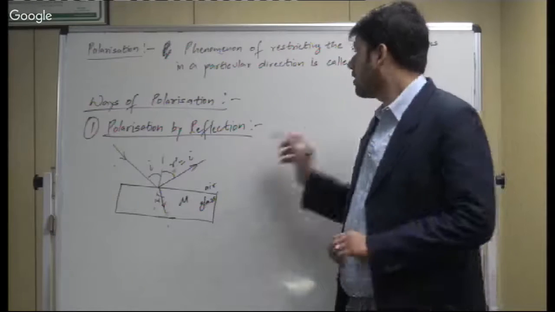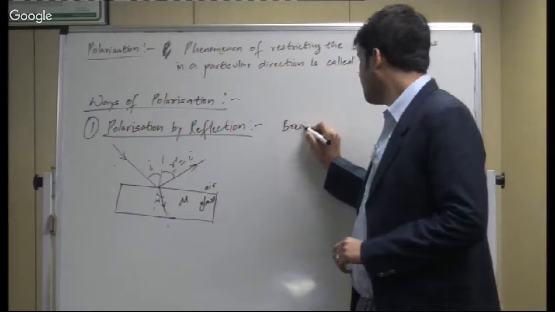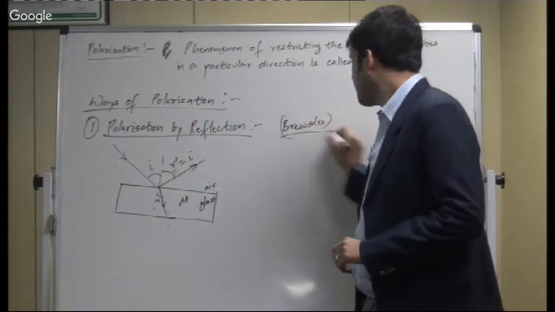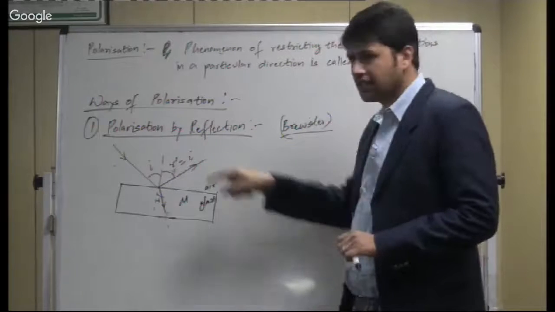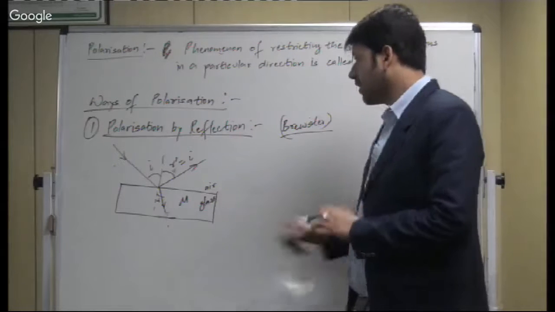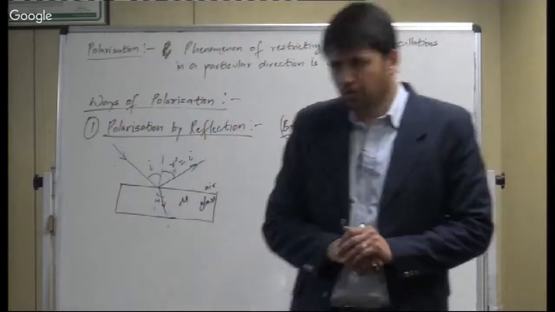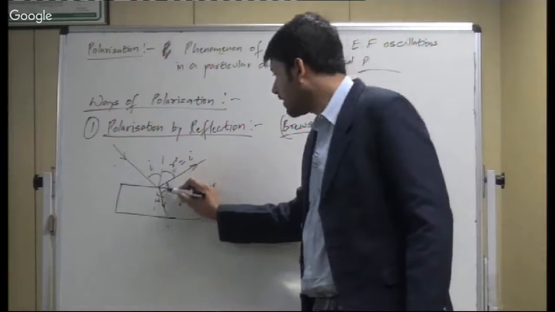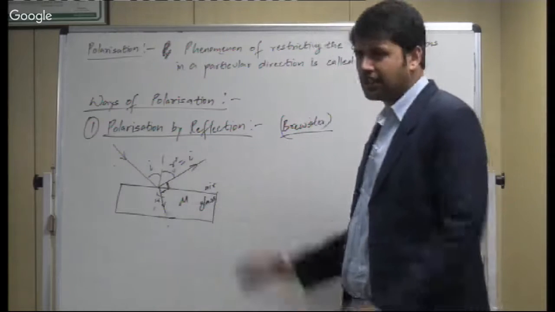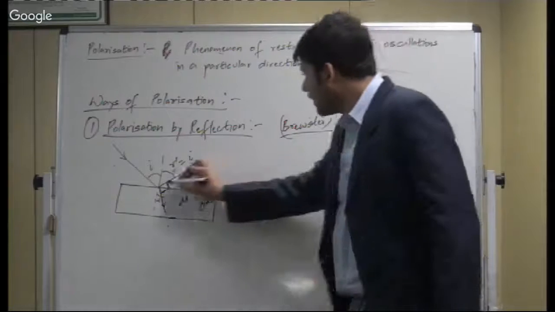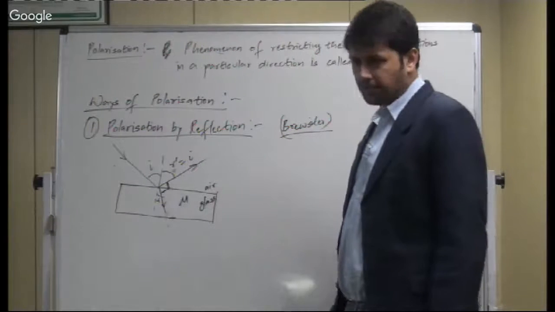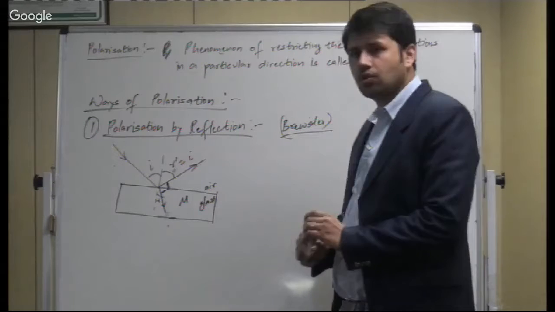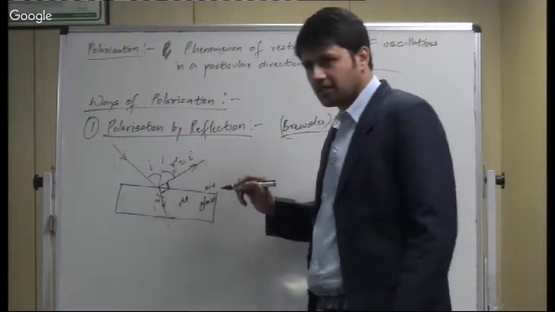A guy named Brewster experimented on this for different angles from 0 to 90 degrees. He found that when the reflected as well as refracted rays are perpendicular to each other, the reflected light is plane polarized, and the plane of polarization is perpendicular to the surface.